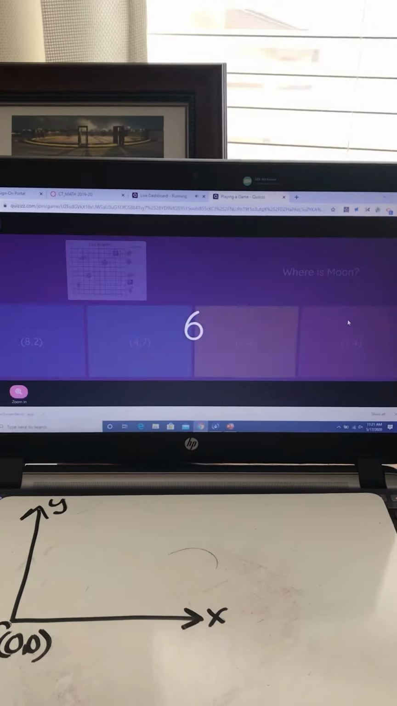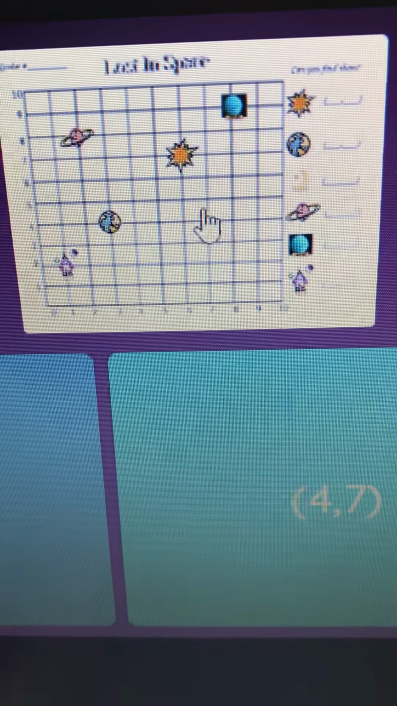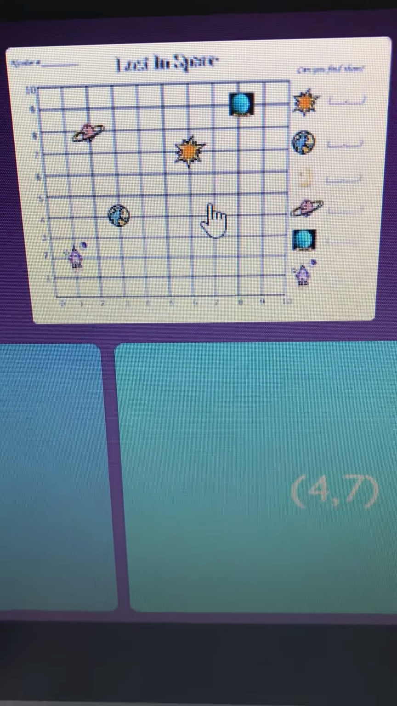Where is the moon? The moon is here in my picture. I went over 7 and then up 4 to meet my moon. So 7, 4 is my moon.